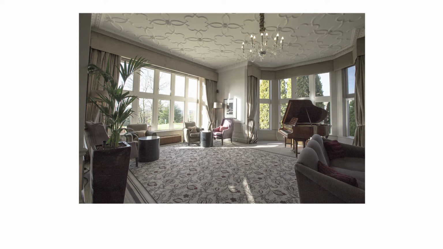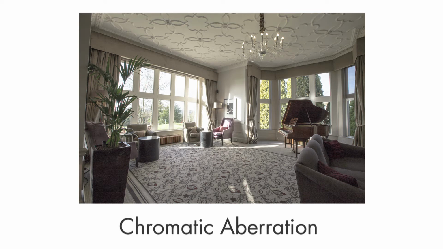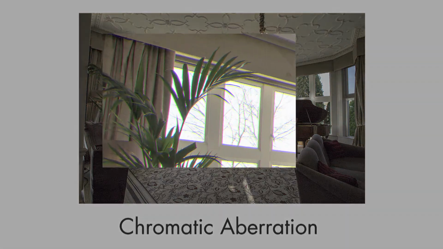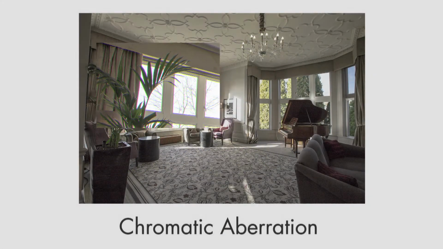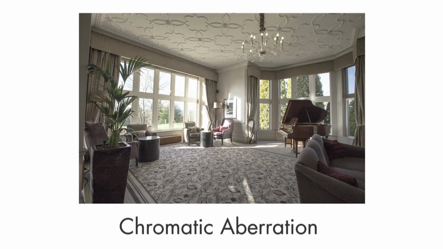One problem many lenses have is called chromatic aberration. This results in coloured fringes around high contrast edges, and this is what it looks like. It can be fixed in software, but it's best to avoid it if possible. More expensive lenses tend to have less problems with this, and if you're using a zoom lens, avoid using it at the end of its range.